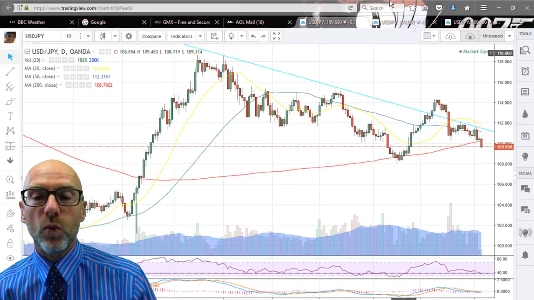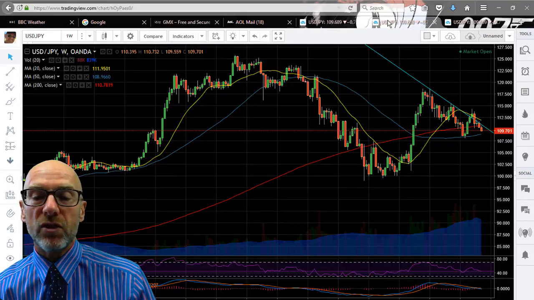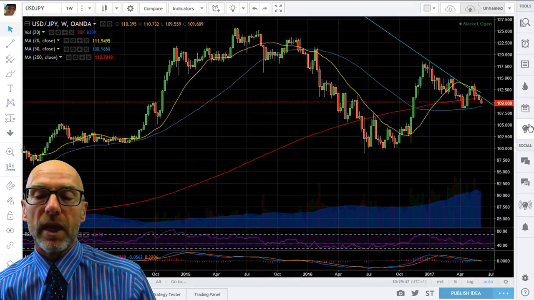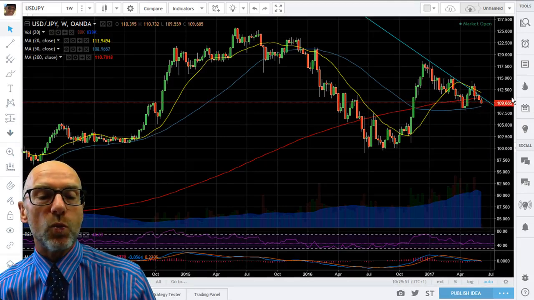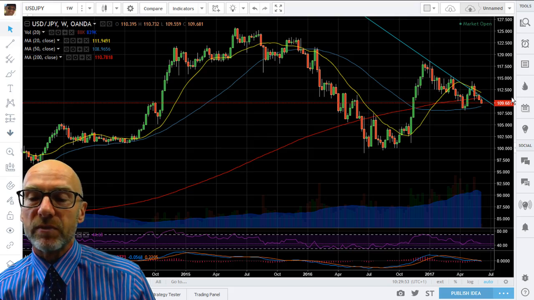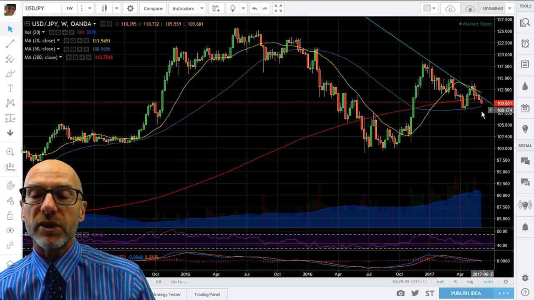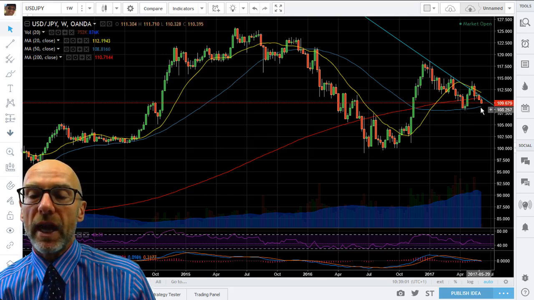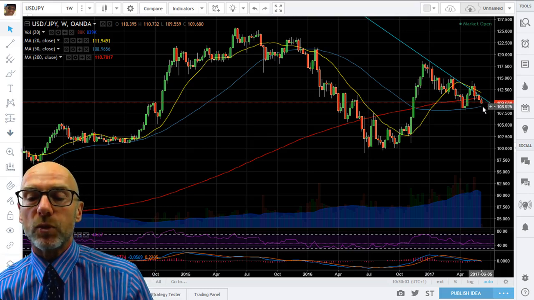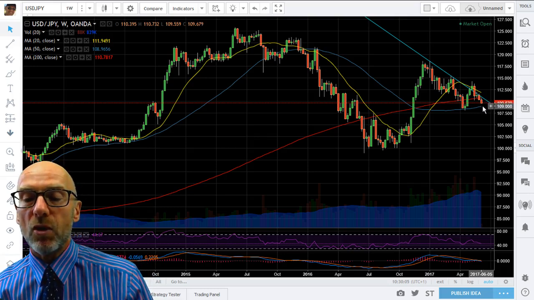But if I move to the weekly, you can see that the first key support level will be this rising 50-week moving average, which is at 108.97. So that's the next support level. You can see that that did hold the market on that dip in the middle of April. So let's wait and see what happens when we come back to there. But at the moment, it does look like we're coming back there.